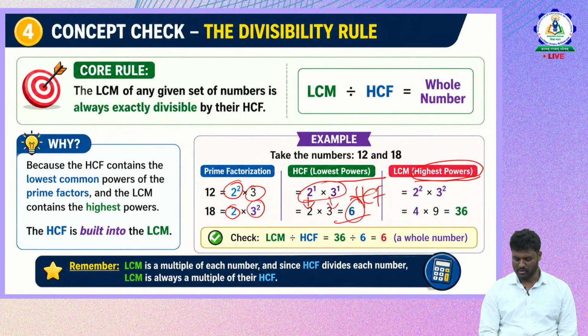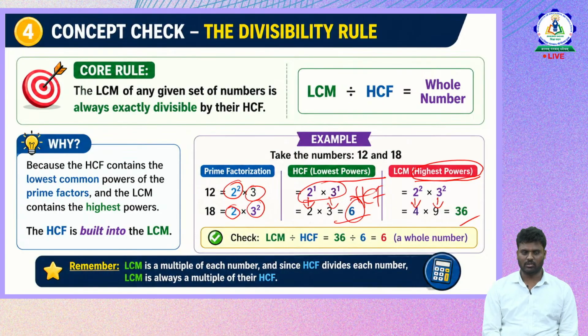So now 2 to the power of 2 can be written as 4 and 3 to the power of 2 can be written as 9. When you multiply and simplify this one, we get 9 fours are 36. Okay, so now we have got the HCF and we have got the LCM also.